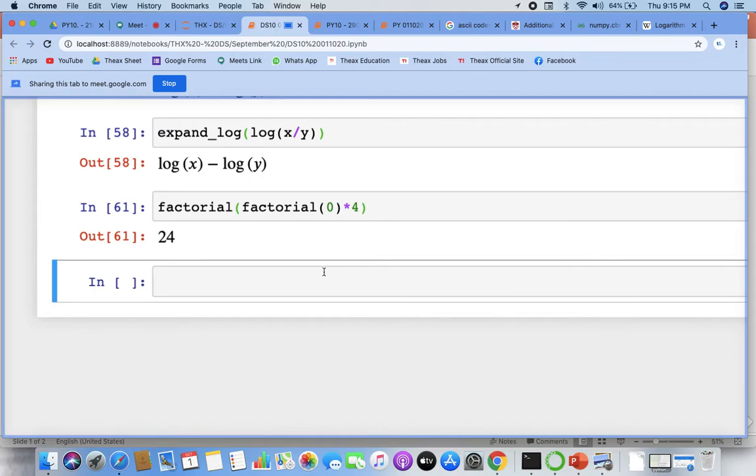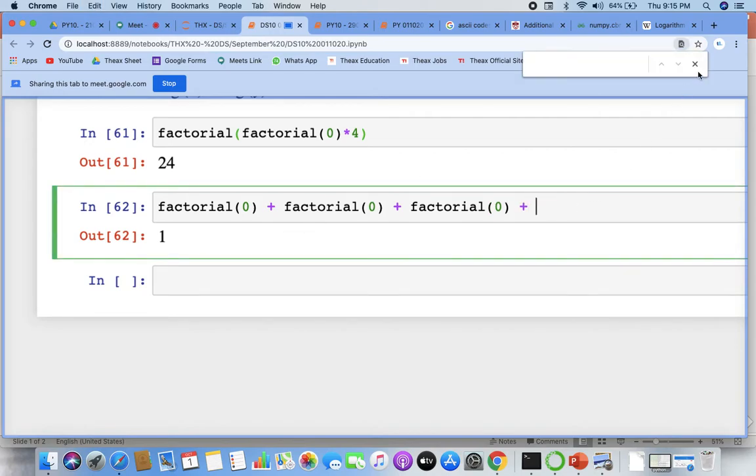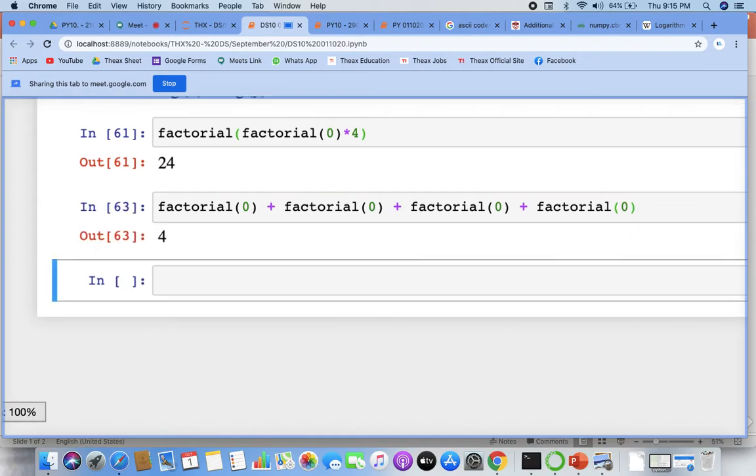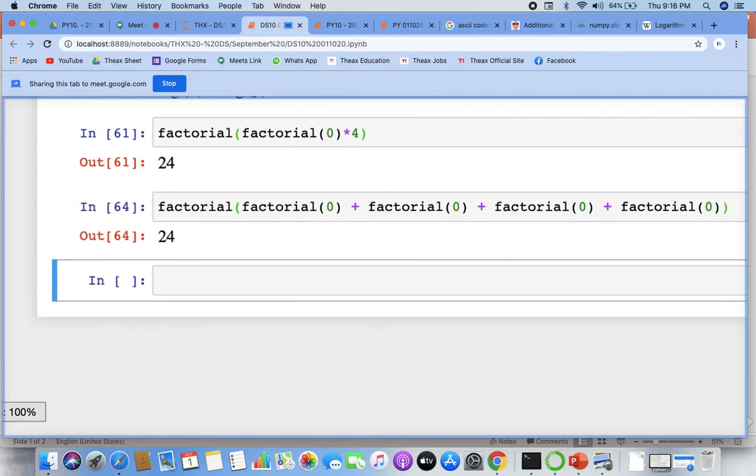Didn't understand? See. Factorial of 0 is 1. The same I'm going to do with all the zeros I gave you. 1 plus 1 plus 1 plus 1, what is that? 4. Right? So with all the zeros, 1, 2, 3, 4 zeros, I take the factorial of each. So I got one number, that is 4. Now making the factorial of this 4 gives 24. That's my answer.